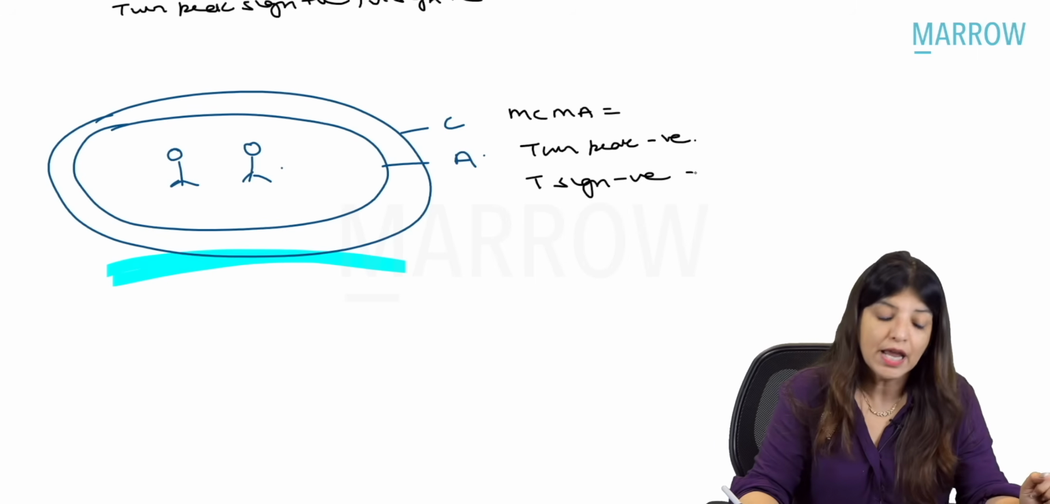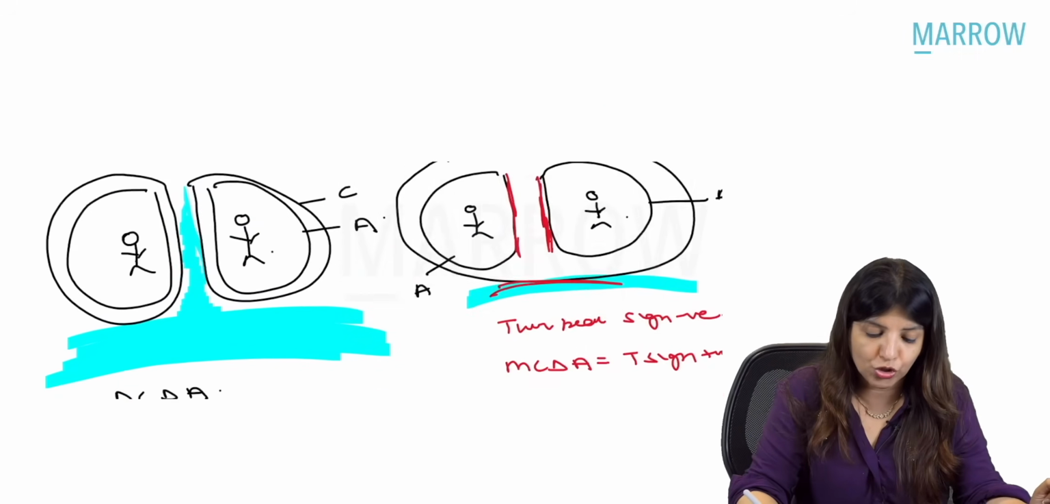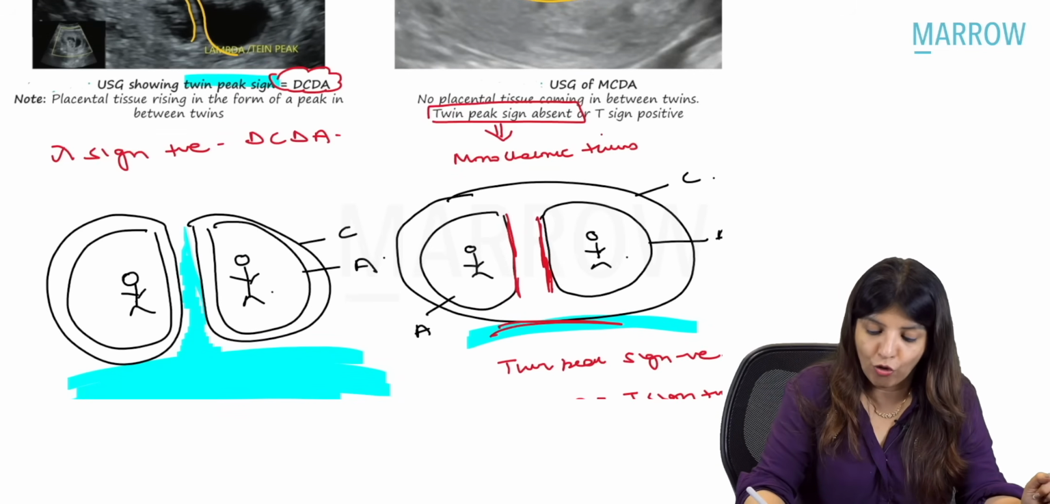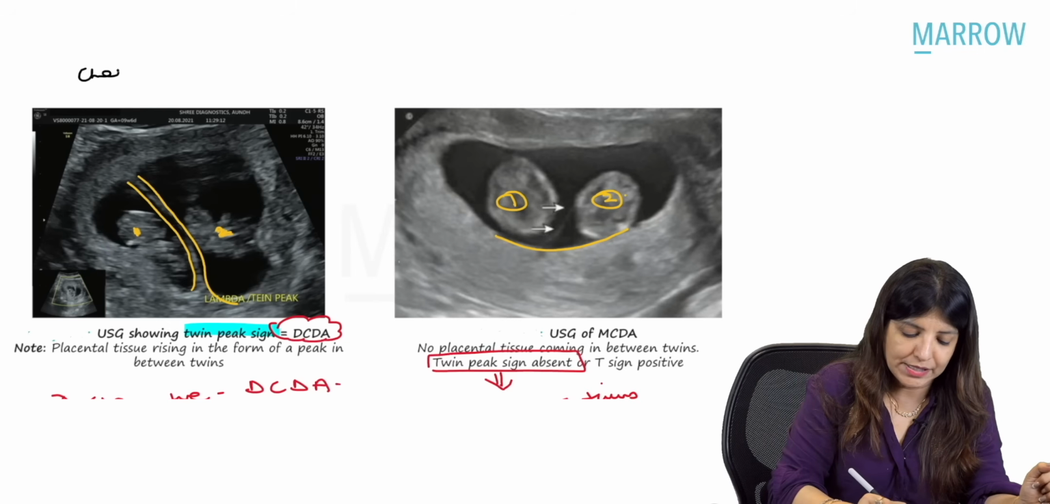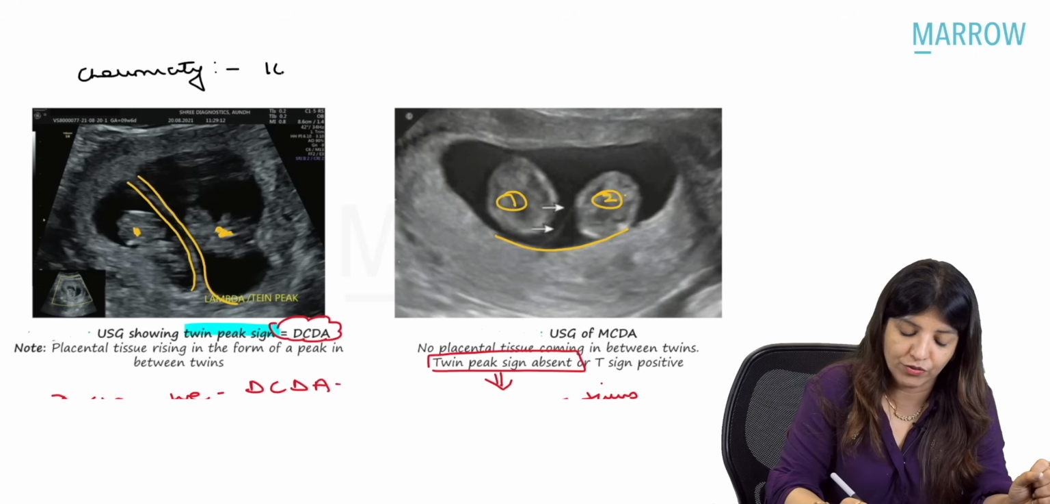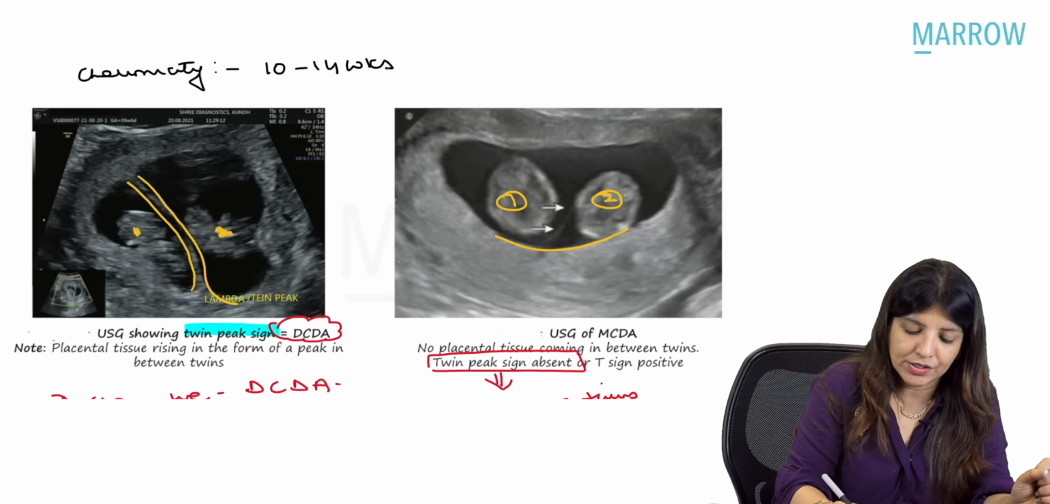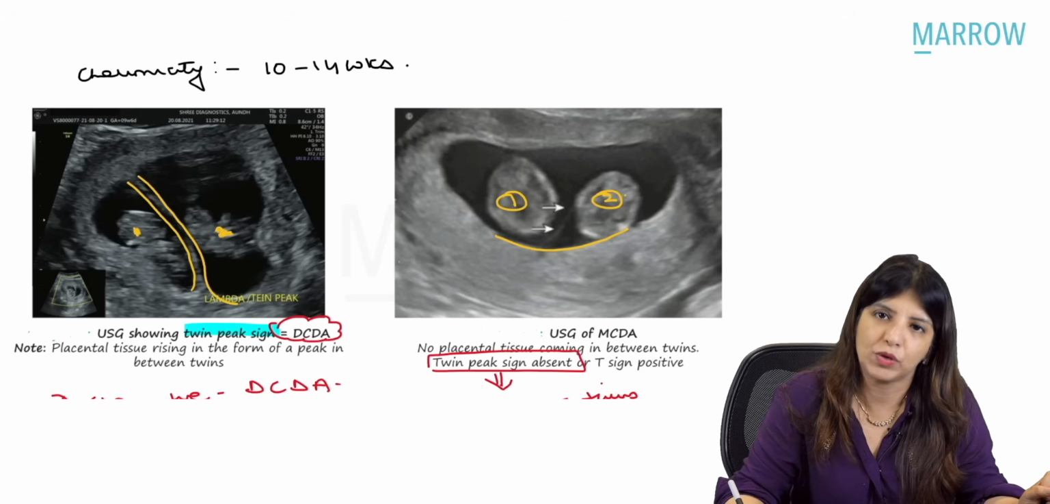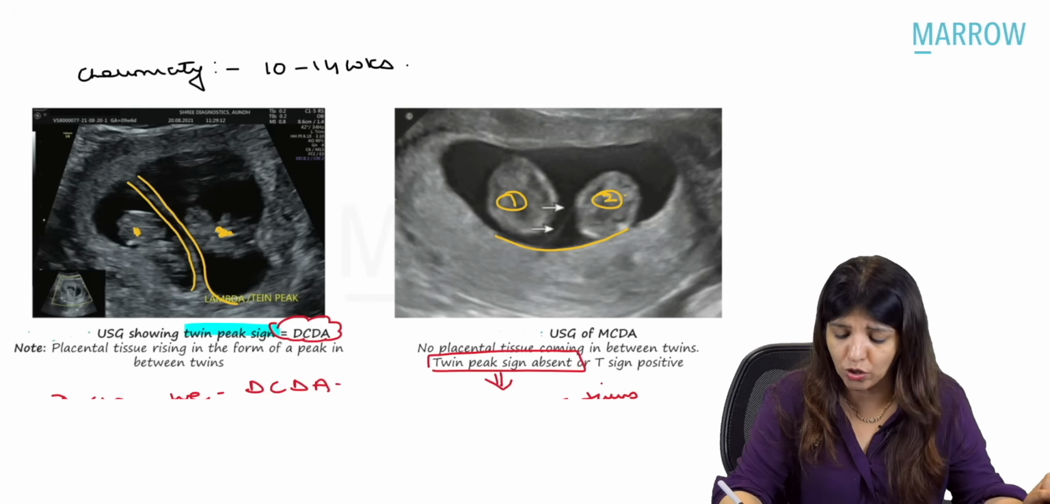Very, very important. Now, if they ask you when should you be doing ultrasound for chorionicity, what is the best time to do ultrasound if you want to know chorionicity of the twins? Best time is 10 weeks to 14 weeks, right? Clear to all of you?